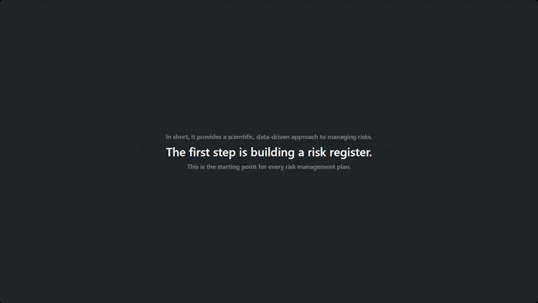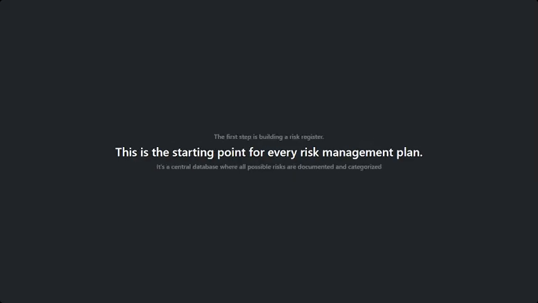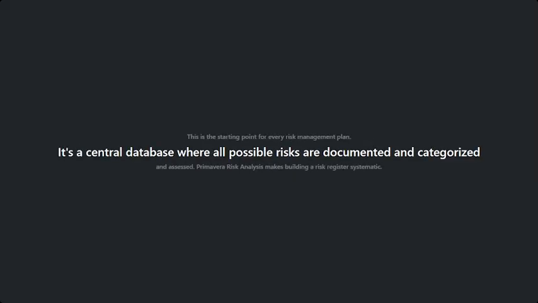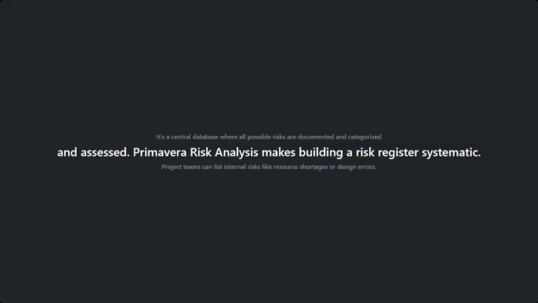The first step is building a risk register. This is the starting point for every risk management plan. It is like a central database where all possible risks are documented, categorized, and assessed. With Primavera Risk Analysis, building a risk register becomes systematic. Project teams can list internal risks, like resource shortages or design errors.